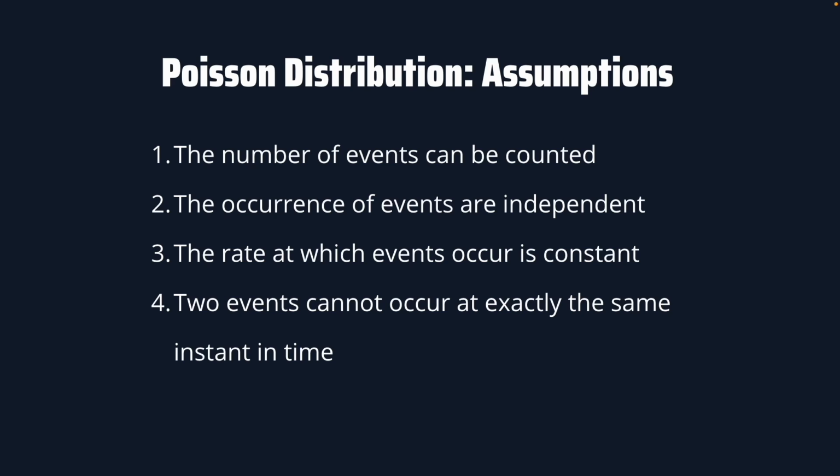And then we have the last one, which says that two events cannot occur at exactly the same instant in time. This one is also true, because in a football match, we cannot have two goals at the same second. We have one goal, and after, I don't know, 5 seconds or 10 seconds or 1 minute or 10 minutes, we have the second goal. But we cannot have two goals at the same time. That's impossible. So with this, we see that we successfully follow the 4 assumptions.